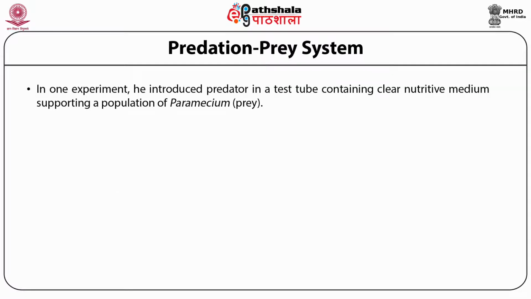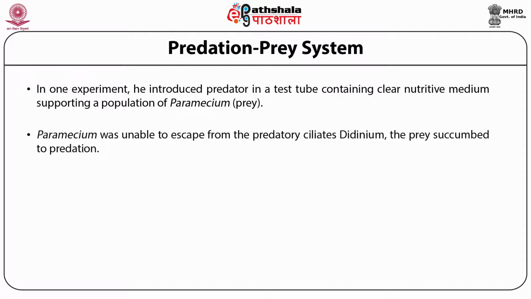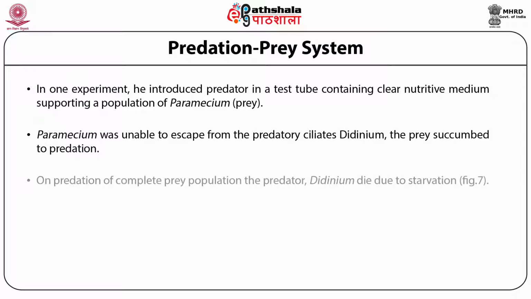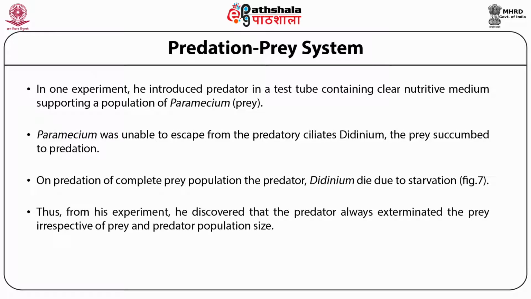In one experiment, he introduced the predator in a test tube containing clear nutritive medium supporting a population of Paramecium prey. Paramecium was unable to escape from the predatory ciliate Didinium. Prey succumbed to predation. On predation of the complete prey population, the predator Didinium died due to starvation. We can see in figure number 7. Thus, from this experiment, he discovered that the predator always exterminated the prey irrespective of prey and predator population size.